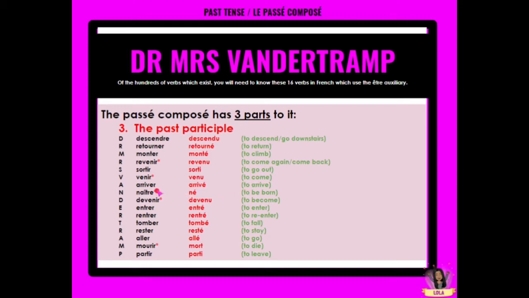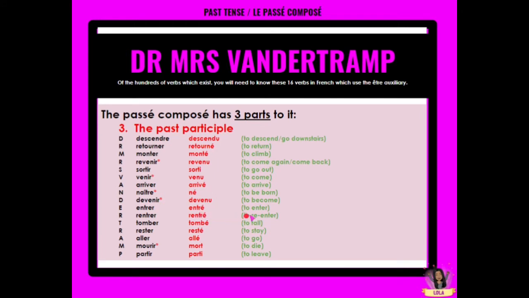Arriver, which sounds the same. The ending, although it's ER and E here, it's the same sound when you say them. So arriver or arrivé, to arrive. Naître, which is né, means to be born. Devenir becomes devenu, which is to become.